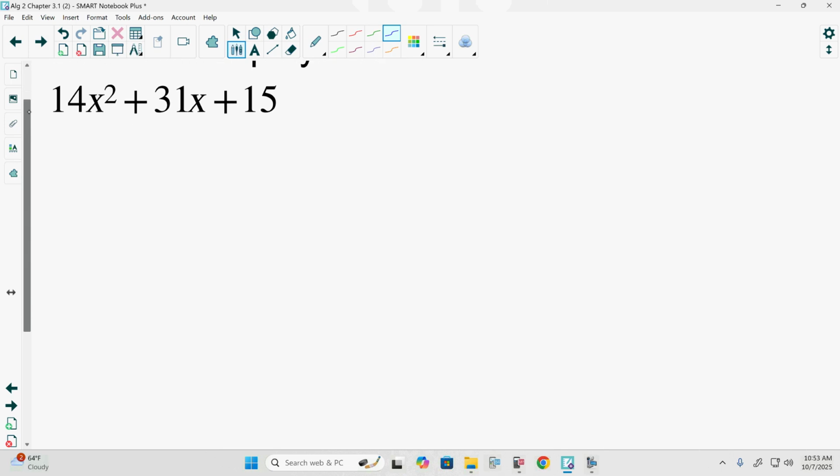14x squared plus 31x plus 15. Again, it's always good to look for a greatest common factor, a number that will go into all three terms. Now, one thing that might be helpful for finding greatest common factor with multiple terms is I'd see whichever number is the smaller number, because a smaller number is going to have fewer factors, fewer numbers to look for.